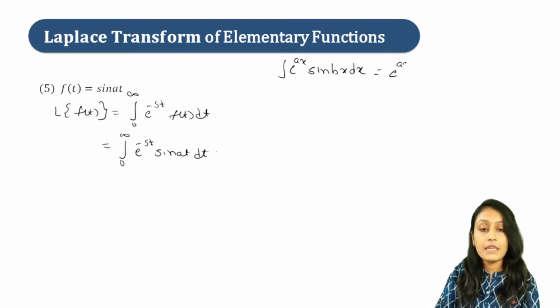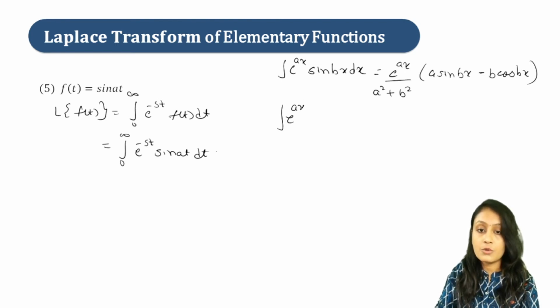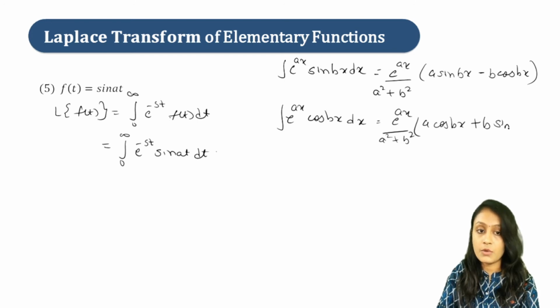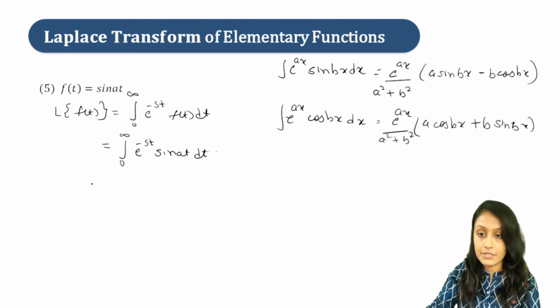Answer is e raised to ax upon a square plus b square, a sine bx minus b cos bx. We have a formula for e raised to ax cos bx, and that is e raised to ax upon a square plus b square, a cos bx plus b sin bx. So this formula we have to remember to simplify this integration.